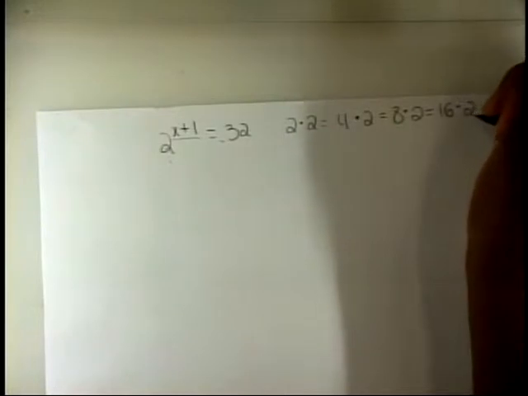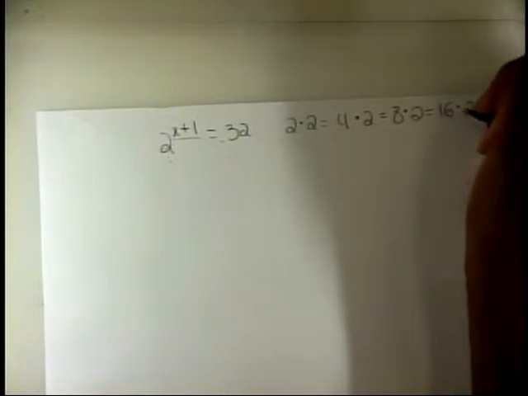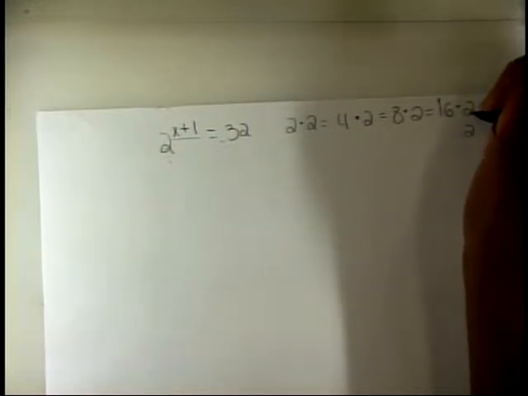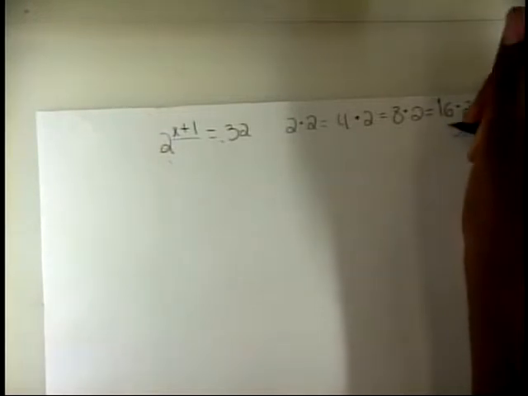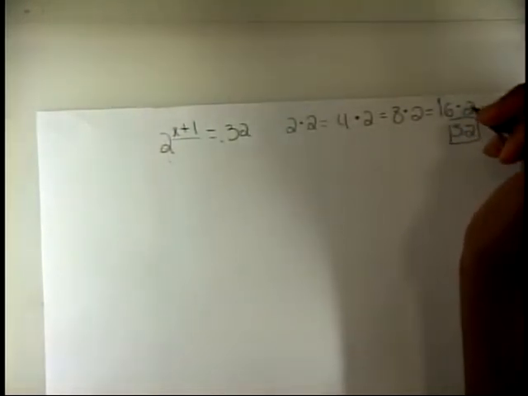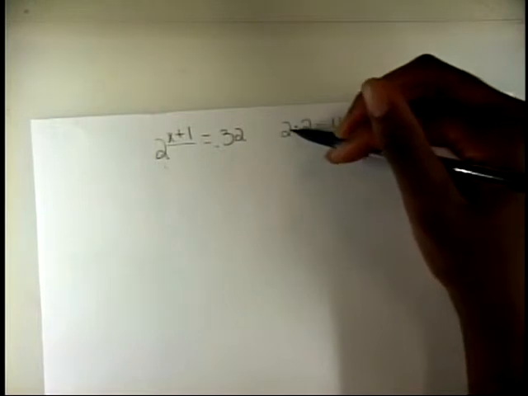So you say 16 times 2 will give you 32. So now we go back and count how many 2's we used to get 32. So that was 1, 2, 3, 4, 5.